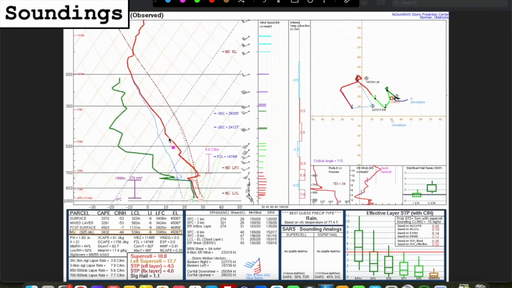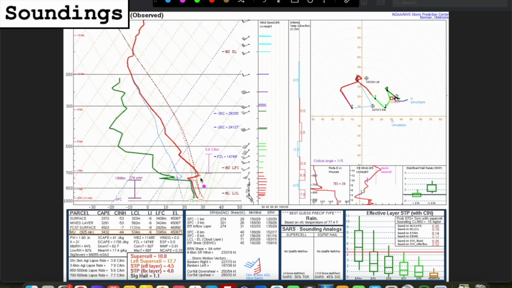When the red temperature profile and the green dew point profile are far apart from one another, like you see at this level here, that indicates dry air. When they're closer together, as you see in the lowest couple kilometers here of the sounding, that indicates a much more moist environment. So when those lines are closer together, more moist. When they're farther apart, it's a drier atmosphere.